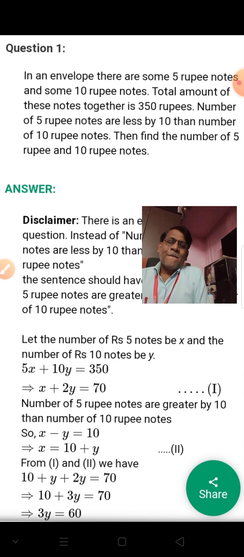First you have to form two equations from the word problem, and then you have to solve the problem. So in this first question, the question is: in an envelope there are some 5 rupees notes and some 10 rupees notes. The total amount of these notes together is 350 rupees. The number of 5 rupees notes is less by 10 than the number of 10 rupees notes. Then find the number of 5 rupees notes and 10 rupees notes. But some correction is there in this question.